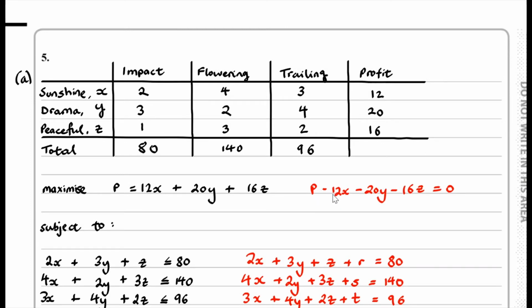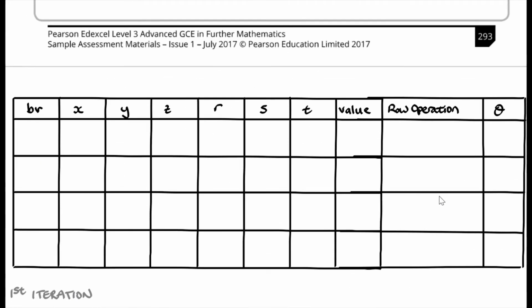So if we consider this p minus 12x minus 20y minus 16z equals 0, if we add that into our table over here, we have p, minus 12 for x, minus 20 for y, and minus 16 for z. And then we've got no slack, so we have 0, 0, and 0 for r, s, and t. The value is 0 because we had p minus 12x minus 20y minus 16z equals 0. And that's it for now.